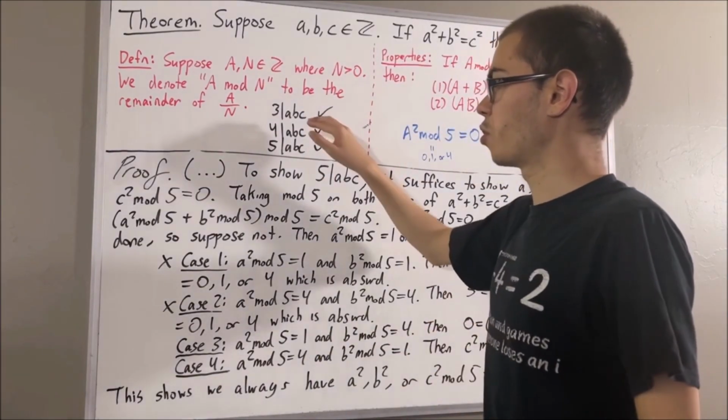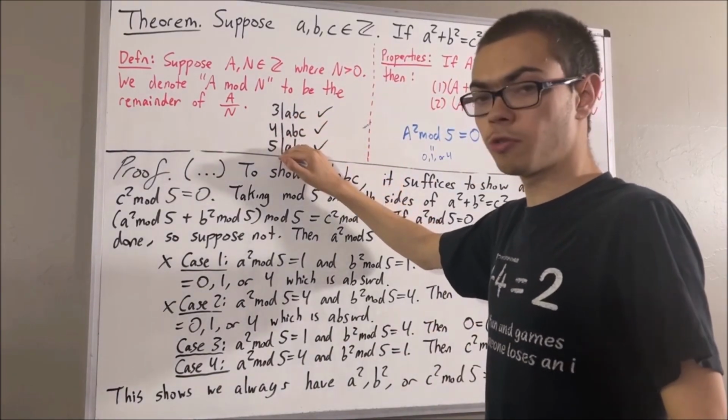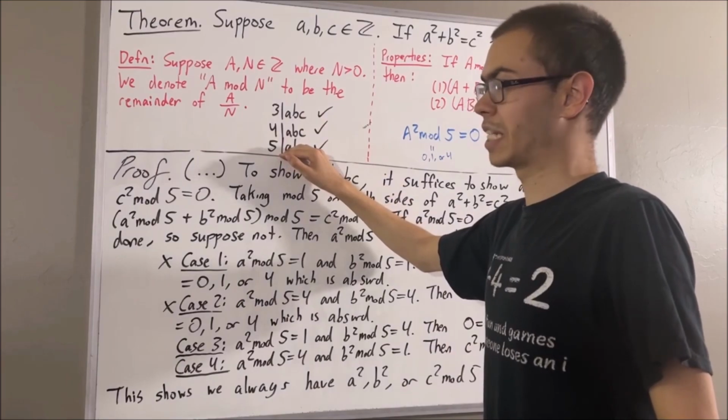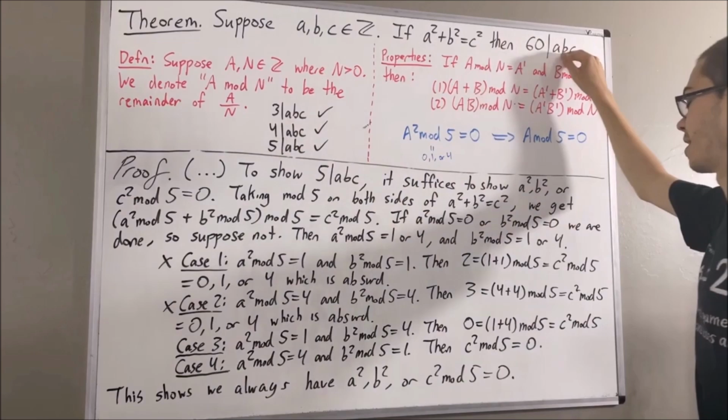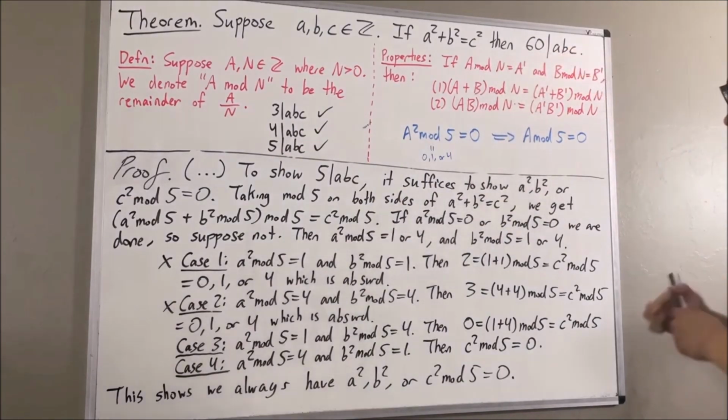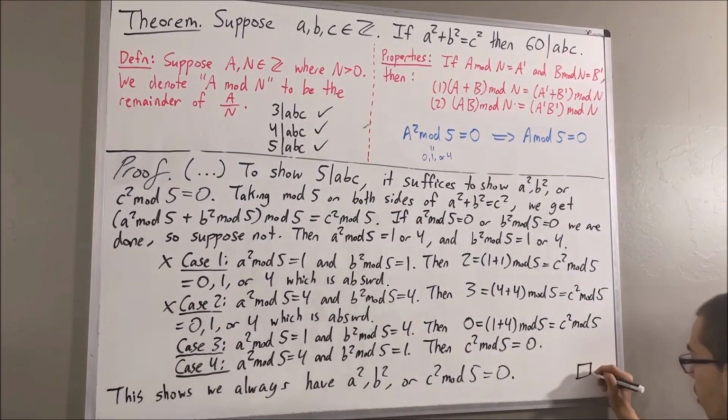And because we've shown all 3 of these things are true, from the discussion we had at the beginning of this video, this was enough to show 60 divides abc. So this completes the proof. And so yeah, that's pretty much it for this video.